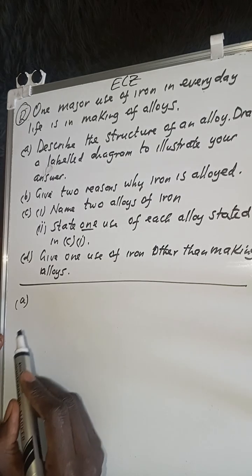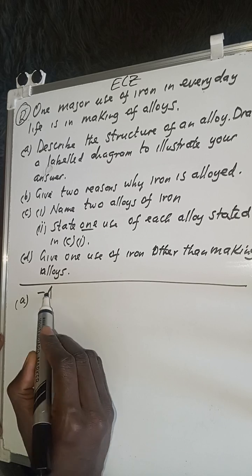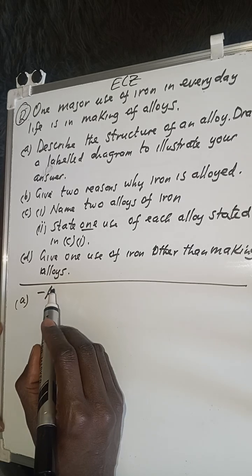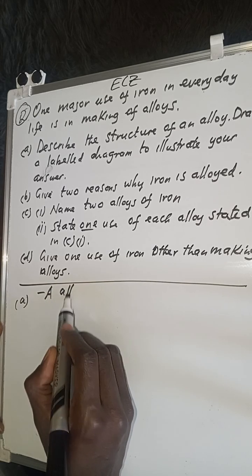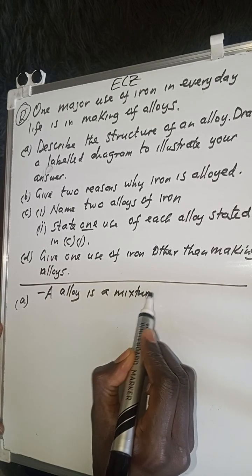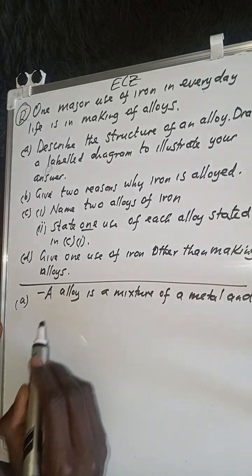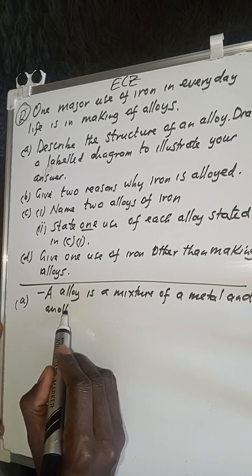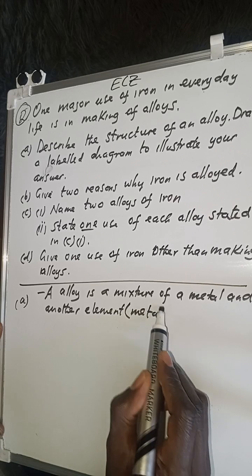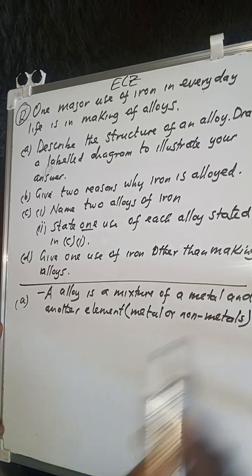So I want you to describe the structure of an alloy. When they tell you to describe, you can simply say the structure of an alloy consists of a metal and another metal. In other words, they're telling you to define an alloy. An alloy is a mixture of a metal and another element. These other elements can either be a metal or a non-metal. That is what we said, so that is what you need to remember.